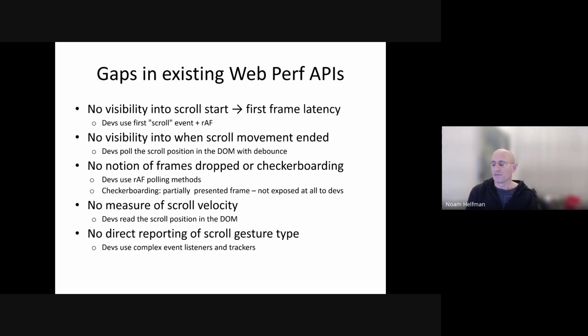Also if there are some smoothness aspects we want to measure, or checkerboarding when frames are not rendered fully by the browser, there's no way to measure that or get any reliable or meaningful measurement. And more aspects of the scroll that are usually important when doing analytics and analysis of the impact are the scroll velocity and what gesture was used to actually trigger it.